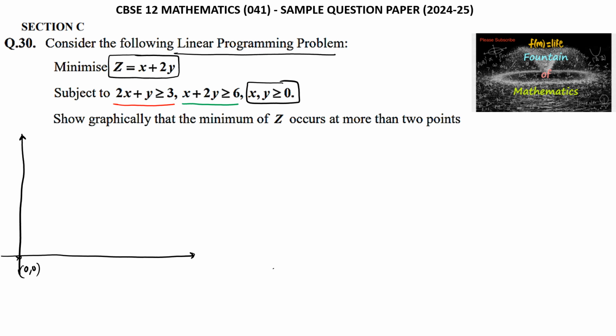Let's take the first one, 2x plus y is greater than or equals to 3. From the equation 2x plus y is equal to 3, to get the straight line, when x is equal to 0, y is equal to 3. And when y is equal to 0, x is equal to 3 by 2. So let us mark these 2 points, 0, 3 and 3 by 2, 0.